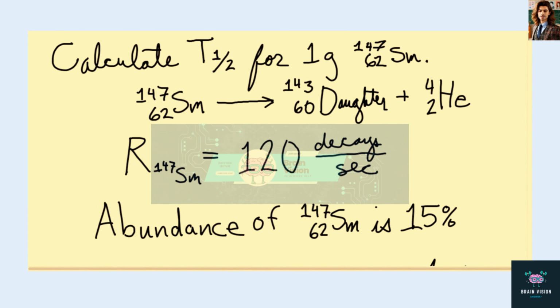In this problem, we're asked to calculate the half-life for 1 gram of samarium-147 isotope that undergoes alpha decay. I wrote out the reaction here. We have samarium-147 that decays into a daughter element of some sort that has atomic mass number 143 and atomic number 60, and the other decay product is the alpha particle. An alpha particle has an atomic mass unit of 4 and an atomic number of 2, and it is a helium nucleus.